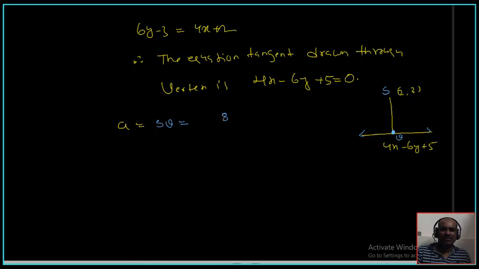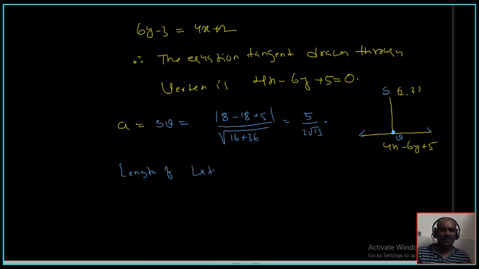Perpendicular, 4 2s are 8, minus 3 6s are 18, plus 5, mod by root over a square plus b square, 16 plus 36, that is equal to minus 10 plus 5, 5 by, yeah, this is 52 means 2 root 13. Okay, this is a, but we want length of latus rectum, that is 4a. Length of latus rectum, okay, that is equal to 4a. That is equal to 4 into a, means just now I got 5 by 2 root 13. So 2 1s are, 2 2s are, that is 10 by root 13 units.